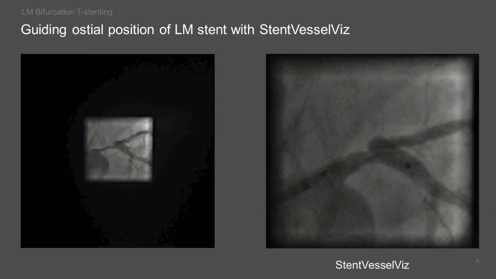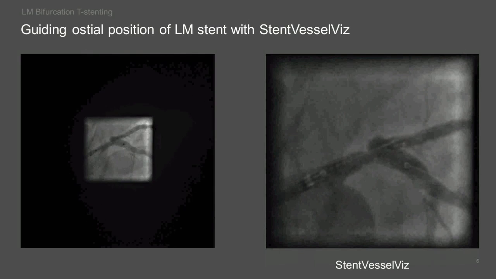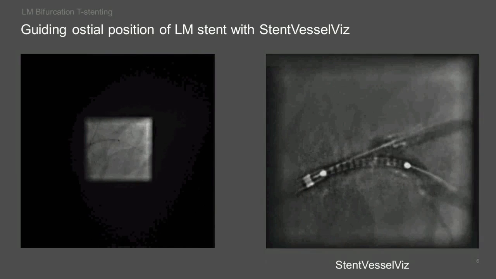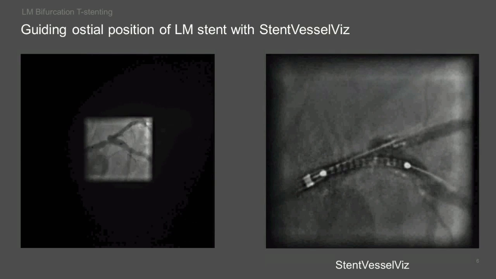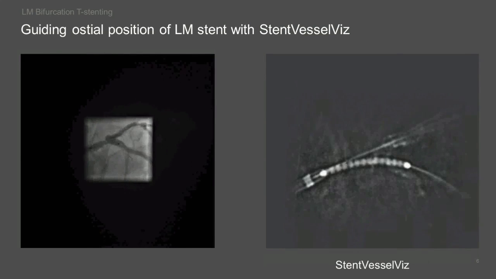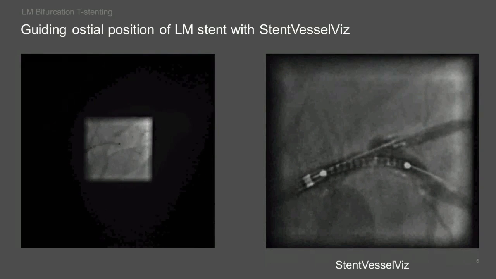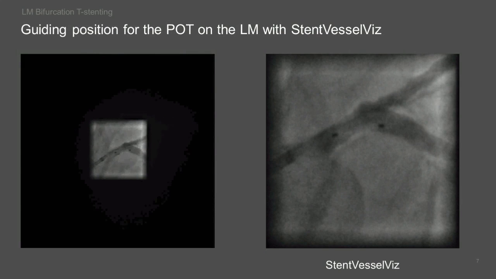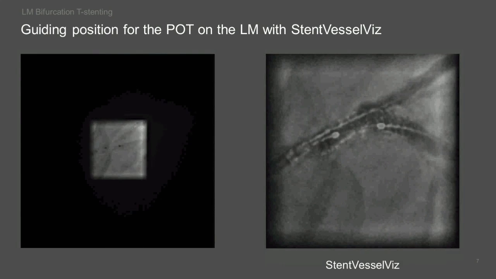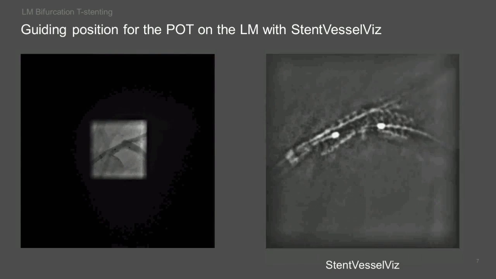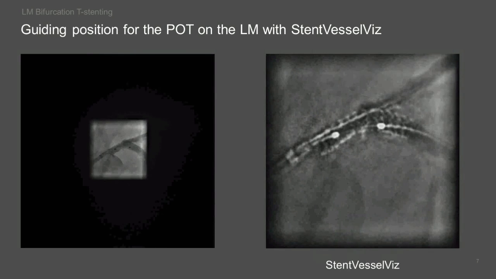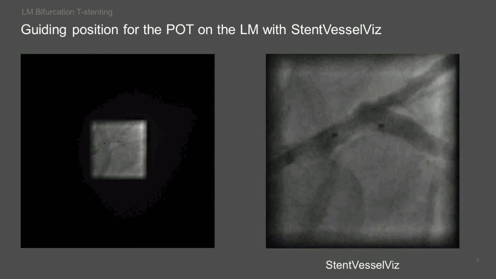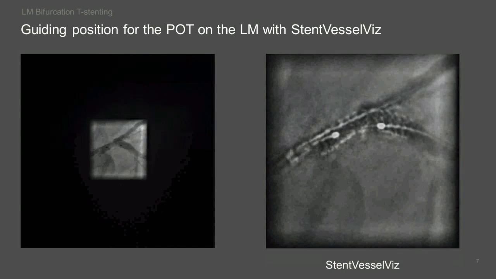Here you can clearly see with this StentVessel View that we can see a very precise positioning of the stent in the left main and the relation between your stent and the ostium of the left main. Here we have the balloon for the proximal optimization technique. This proximal optimization technique must be done with a good coverage of the carina to optimize the opening of the strut just near the side branch.